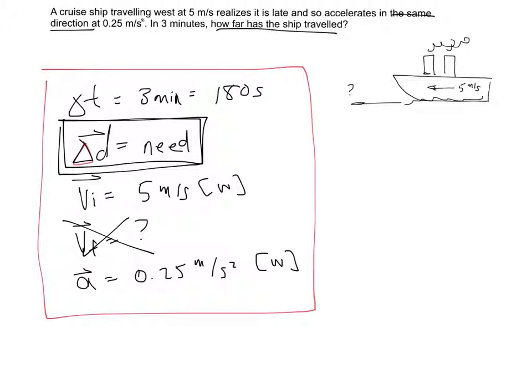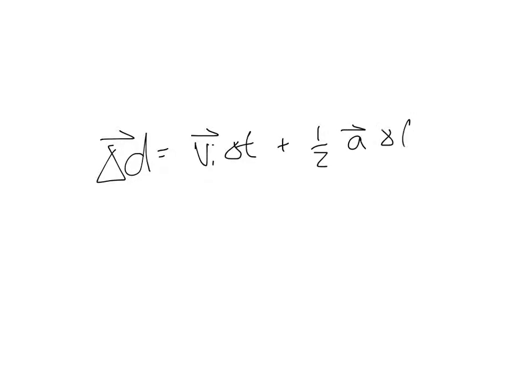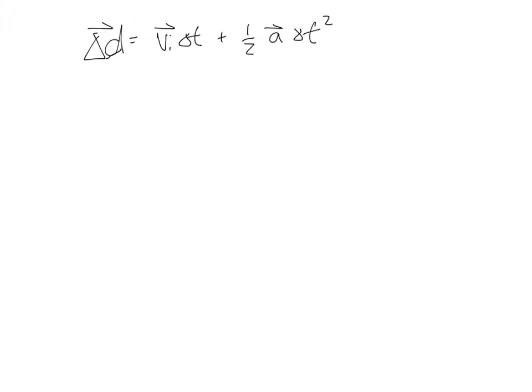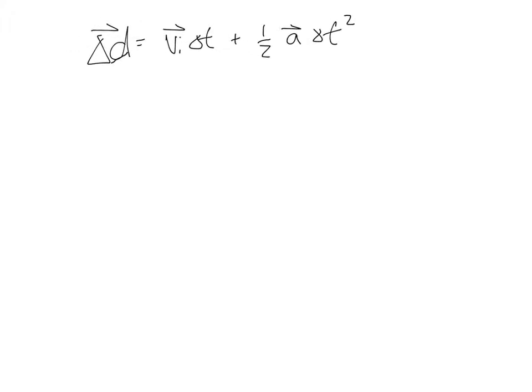So that's easy enough to do. The one that I know will work is this one. Displacement is initial velocity times time plus 1/2 acceleration times time squared. Let's put that off to the side. And let's substitute in what we actually know. So in this case, let's put in our values.